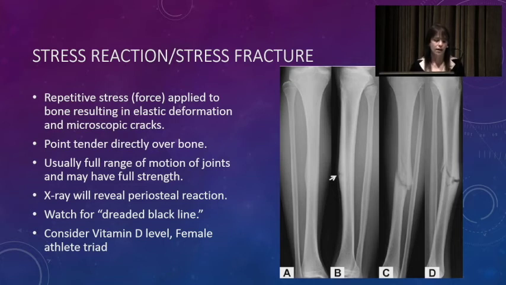In any athlete, but particularly the females, you want to check vitamin D level and look for the female athlete triad involving disordered menses, whether or not there's an eating disorder, perhaps reduced caloric intake, and bone pain or stress fracture.